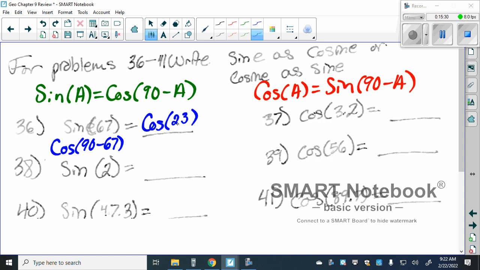So the next one here, 37, we're going to have sine of an angle. And again, that angle is going to be in parentheses. It's not going to be equal to it. So it gave us 3.2. So really we're saying that this is the same as sine of 90.